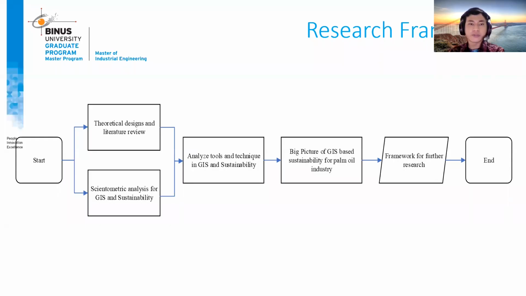So this is the research framework of this research. For starters, we start with theoretical design and literature review, with scientometric analysis for GIS and sustainability. Then we continue to analyze tools and techniques in GIS and sustainability until we get a bigger picture of GIS-based sustainability. And finally, we can get the framework for further research.